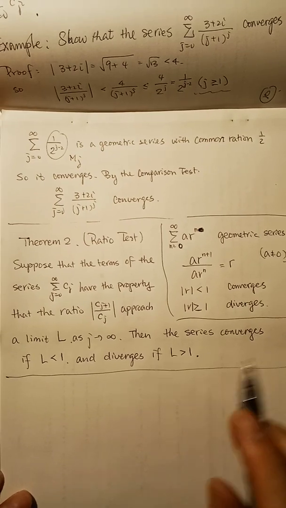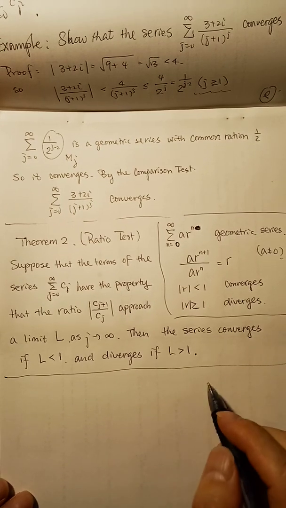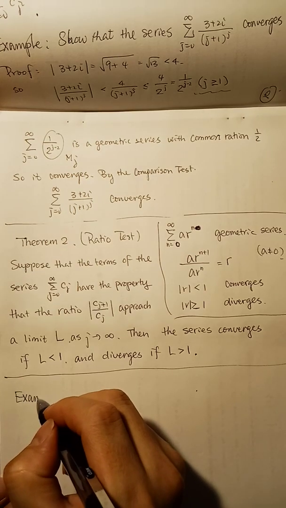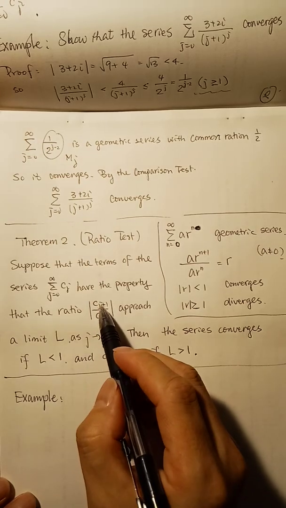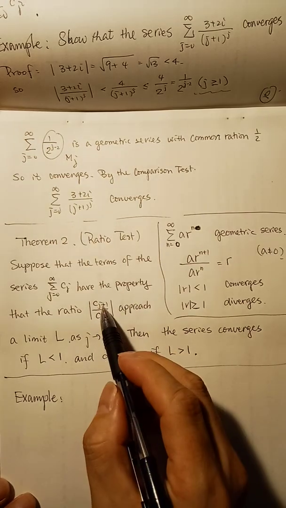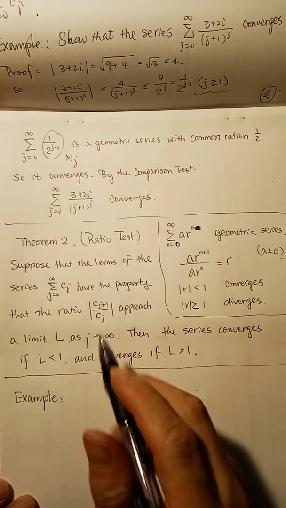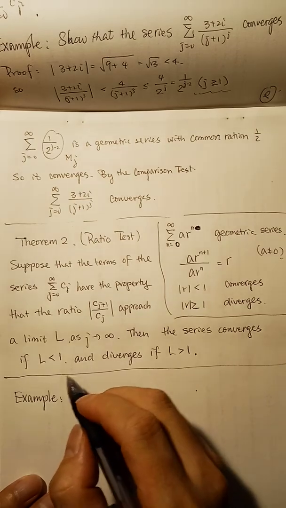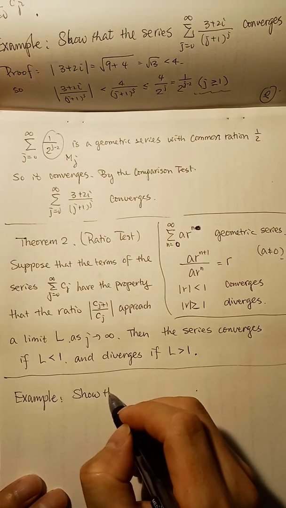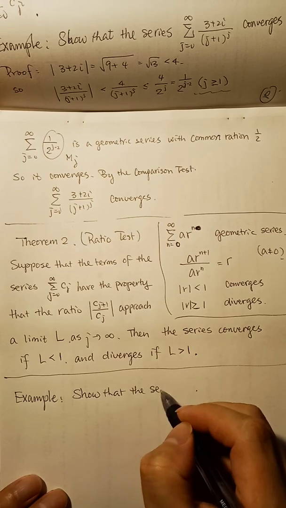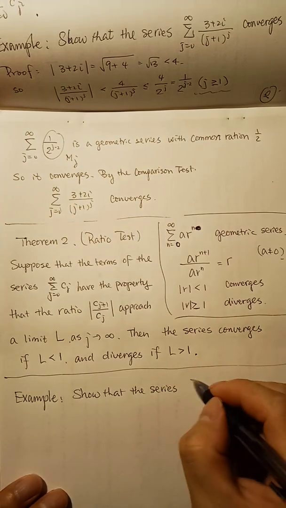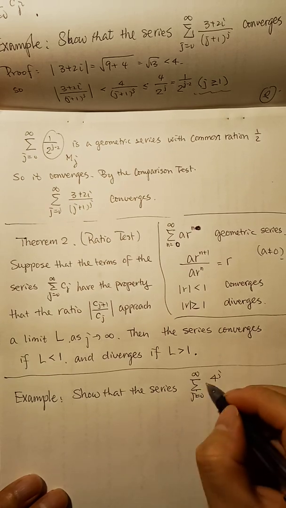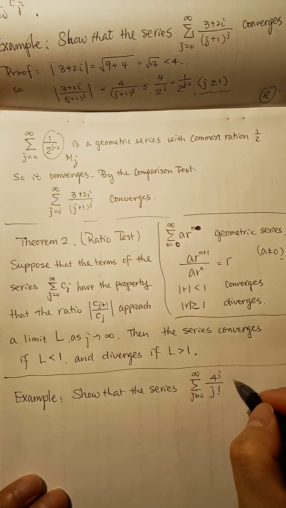Again, this proof is very similar to the proof in calculus, so we're not going to repeat this. Let's see the example to apply it. And be careful, it's always the next term over the current term: the j plus 1's term over j's term. Always this way, future over current. So show that the series sigma j from 0 to infinity 4 to the j over j factorial converges.